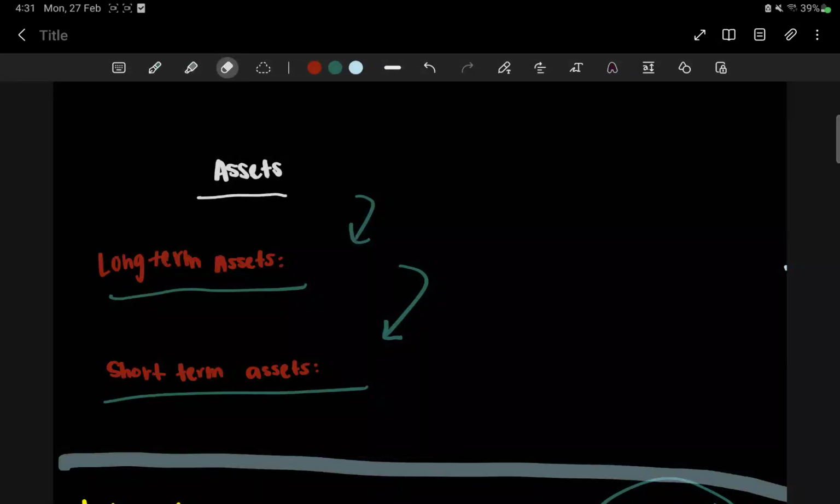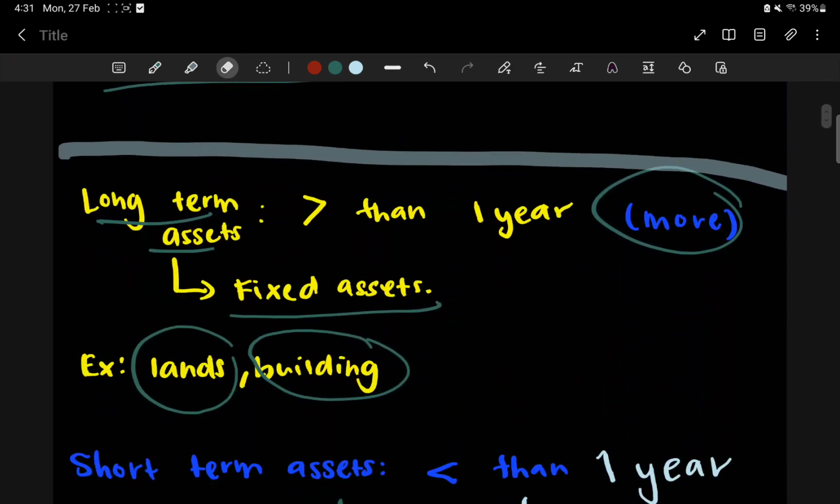Class. So today I'm going to teach about assets, liability and owner's equity. For assets, we have long-term assets and short-term assets. Alright, let's start with the long-term assets. Long-term assets mean it is more than a year.